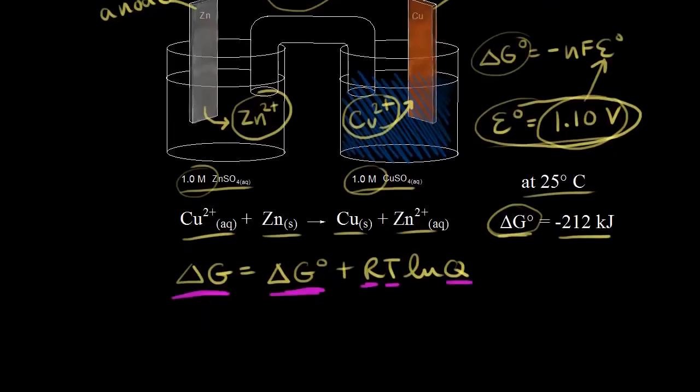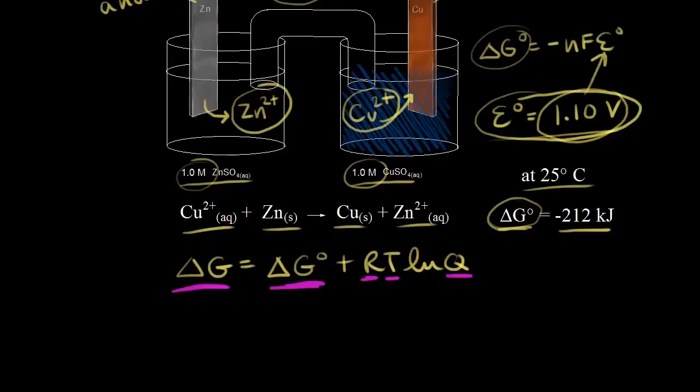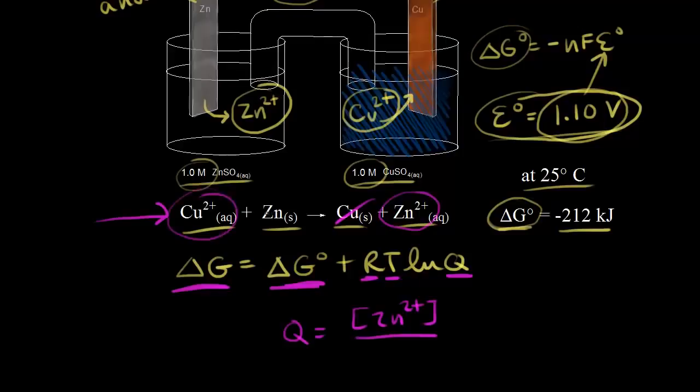So let's think about what the reaction quotient is for this reaction. For this reaction, our spontaneous redox reaction, Q has the same form as the equilibrium constant, concentration of products over concentration of reactants, and you leave out pure solids. So that would be the concentration of zinc 2 plus, right? That's our product here. We're leaving out solid copper, over the concentration of copper 2 plus, and we're leaving out solid zinc, so over the concentration of copper 2 plus.